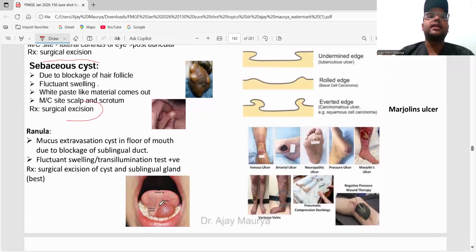This is ranula. Ranula means a mucus extravasation cyst in the floor of the mouth due to blockage of the sublingual gland duct. This is also a fluctuating swelling. The transillumination test is positive, as it is also positive in hydrocele. The best treatment is surgical excision of the cyst and the sublingual gland.